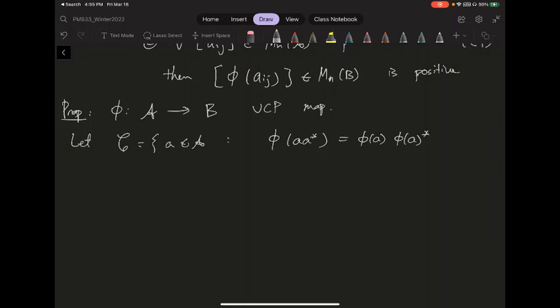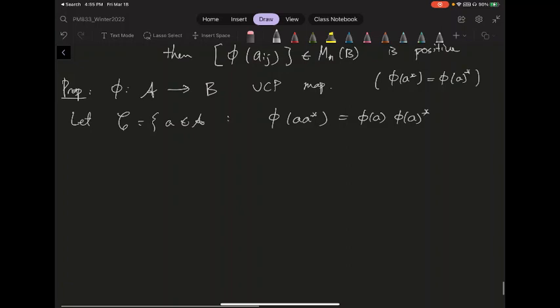By the way, because it's UCP, it has to be star-linear, so it will move the star to the outside, preserving the star operation. That should be clear, because it has to map positive matrices, so you can write some really simple one and make sure it's the case. But in any case, this phi may not be a homomorphism at all. So this is why this C is called the multiplicative domain. That's where phi is actually multiplicative-ish.